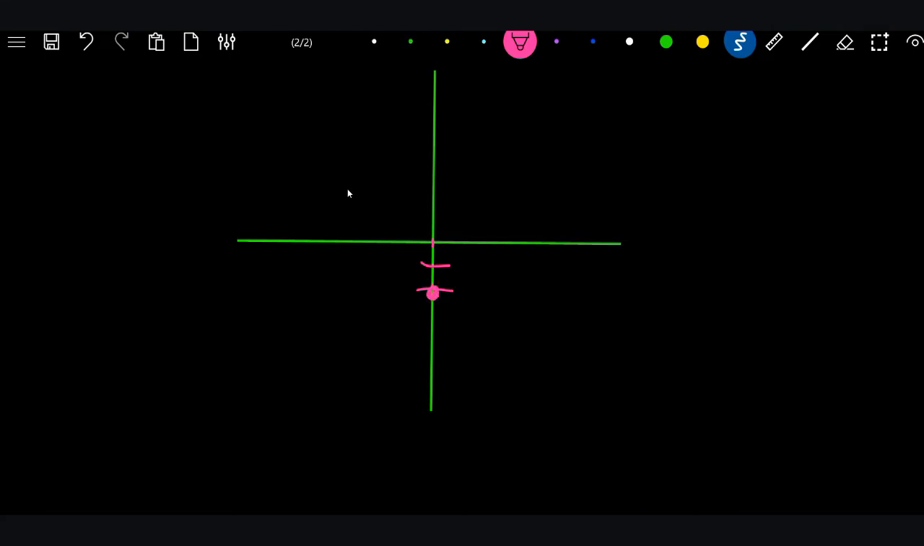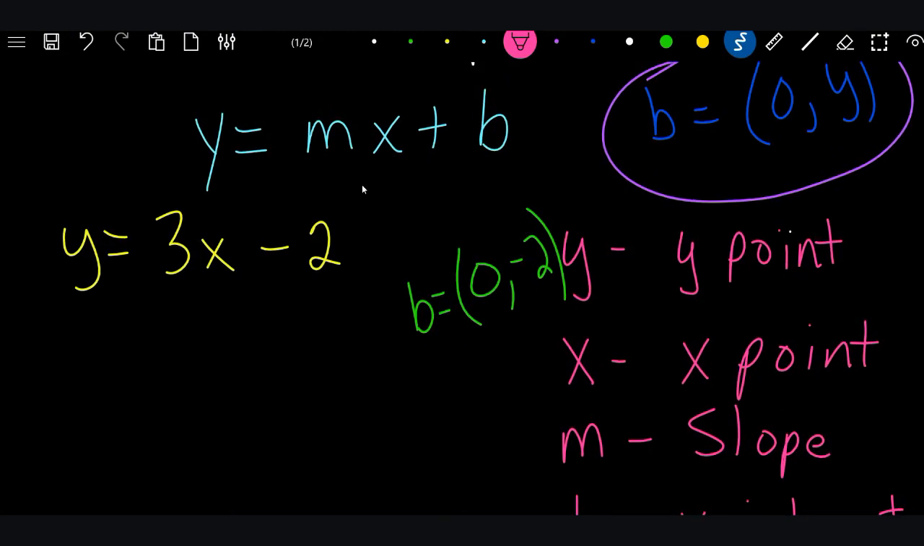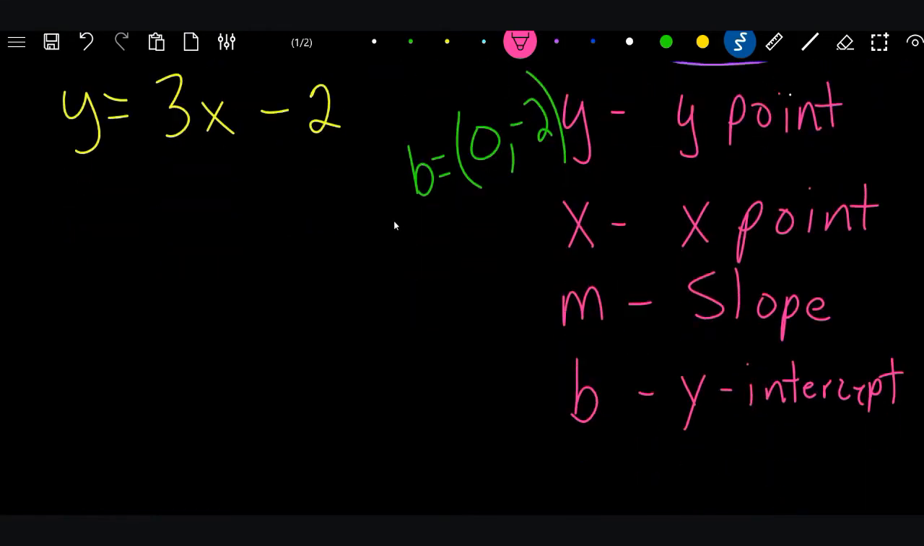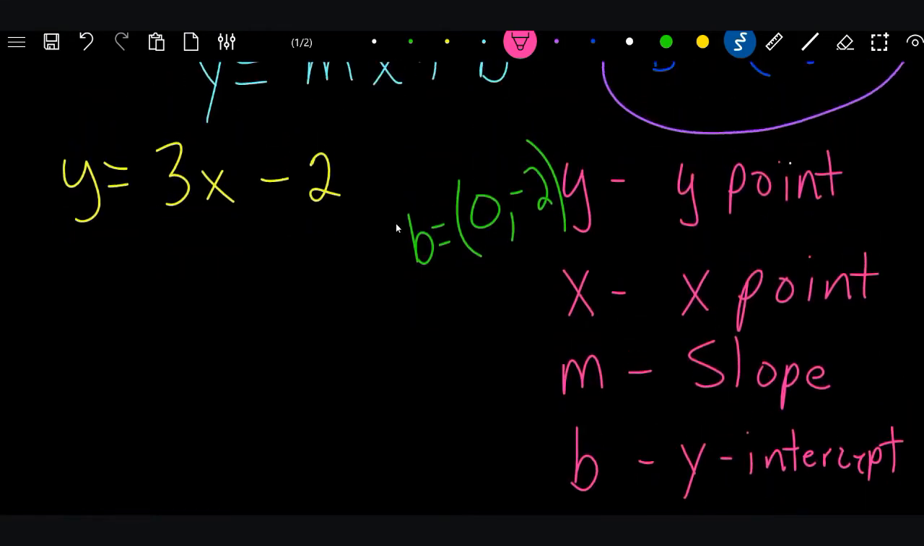That is our y-intercept, where it crosses the y line, negative 2. Okay, 0, negative 2, right there. That's our y-intercept. All right, so the next thing that we're supposed to do is identify the slope.